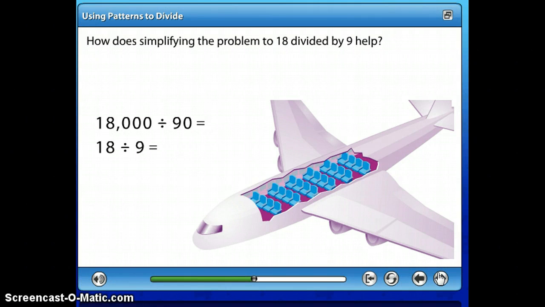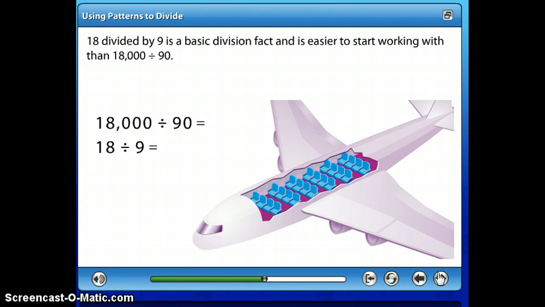How does simplifying the problem to 18 divided by 9 help? Angie? Well, you know that 18 divided by 9 is 2, so then you just add the zeros. Okay. It helps you because you know that pattern with the zeros, right? 18 divided by 9 is a basic division fact and is easier to start working with than 18,000 divided by 90. It's a good starting point. I think that was a good point that they made, that it gives you a starting point. That simplifies it for you.